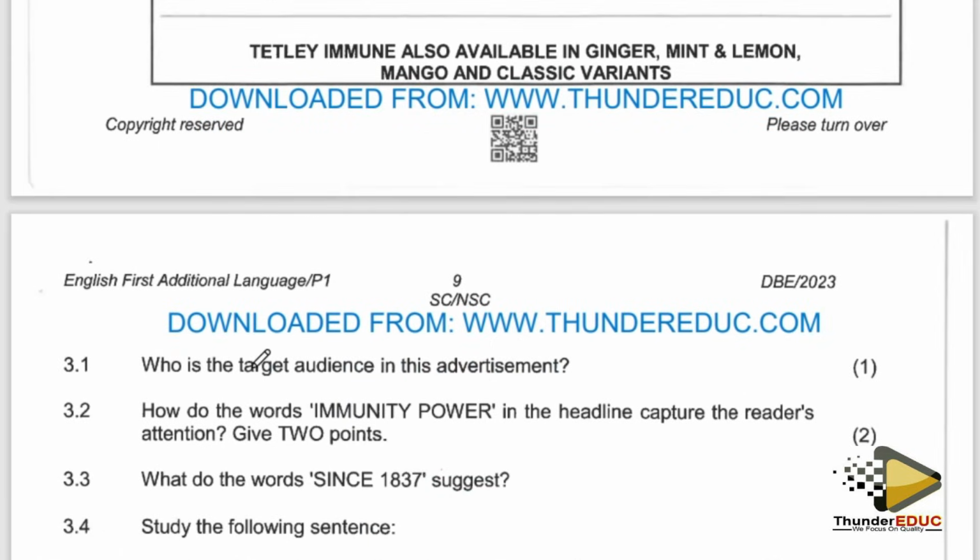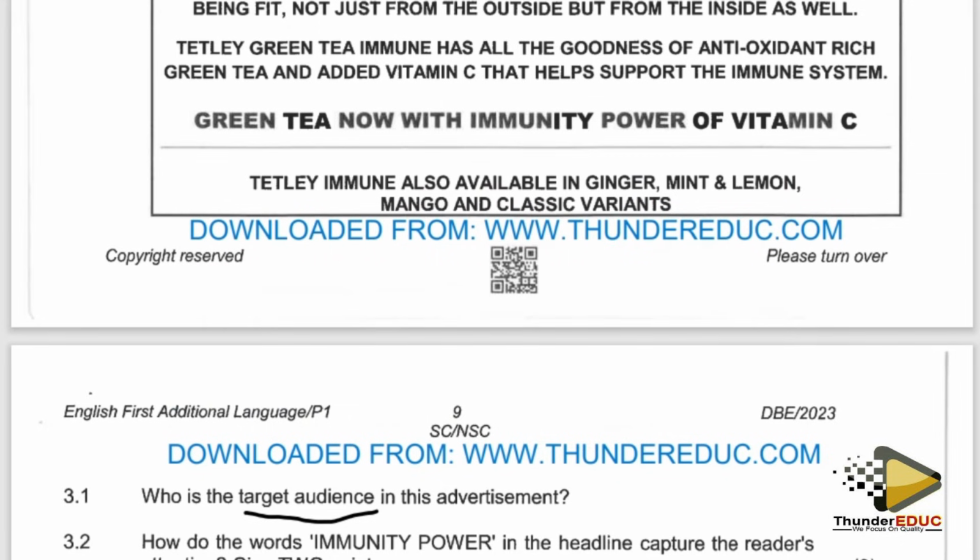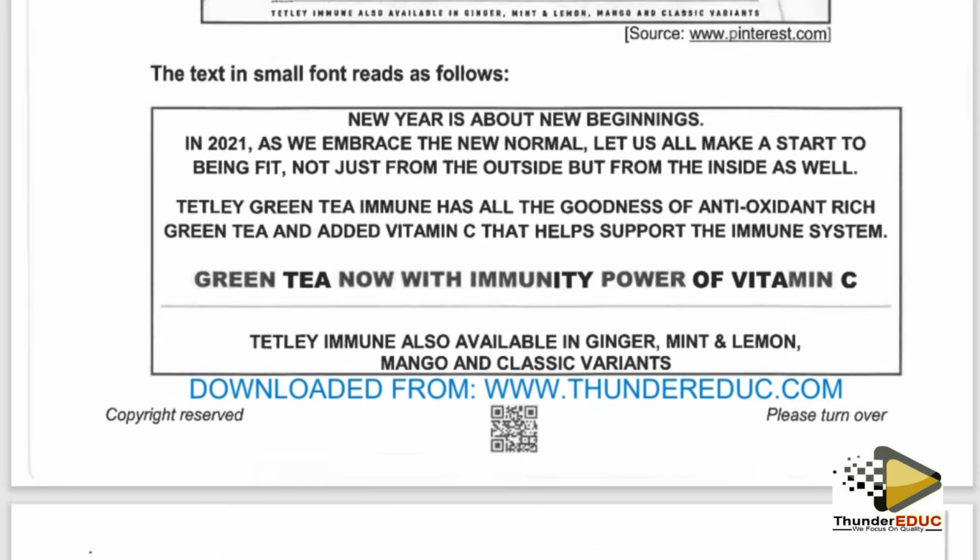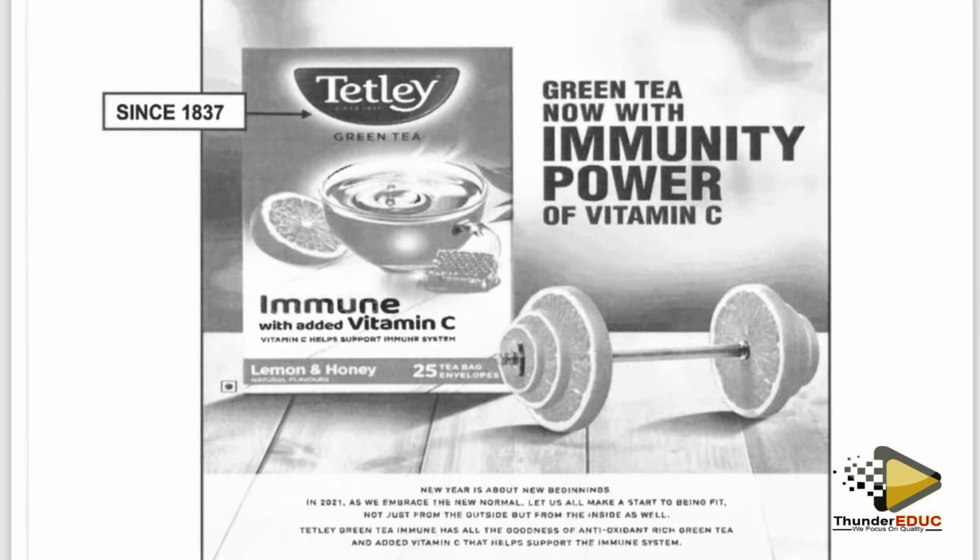Right. Who is the target audience in this advertisement? The word target audience means who is likely to buy the product. Who is the product meant for? So now we are coming here. You must be getting your clues of trying to see what can help you know who the target audience is. I'm going to take this.